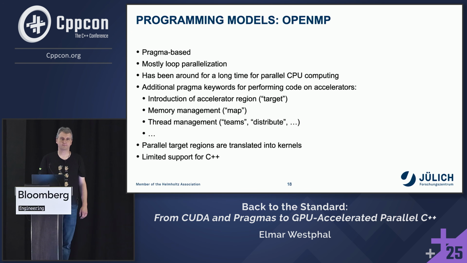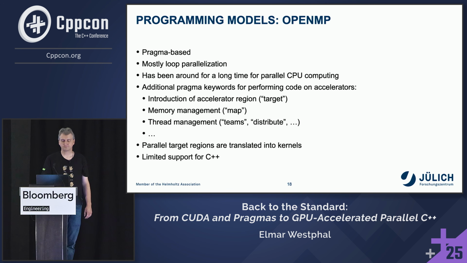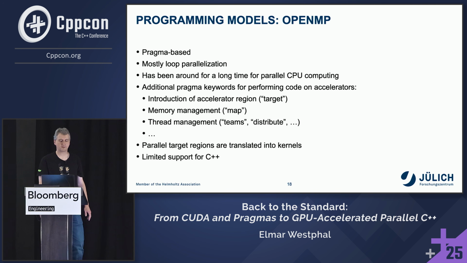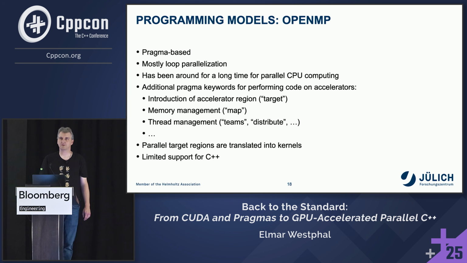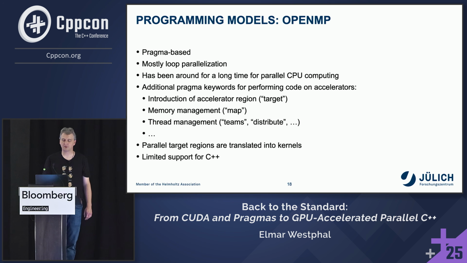Another way to do this is pragma-based. As an example, I use OpenMP here, which mostly does loop parallelizing and looks more like C than it does like C++. It's been around in parallel computing for ages and uses pragmas. There are some additional keywords now that let us run the code on GPU. The important ones here are target, map, teams, and distribute. Target is the GPU. Map is that we need to transfer memory, and teams and distribute are used for actually putting the work on the GPU.